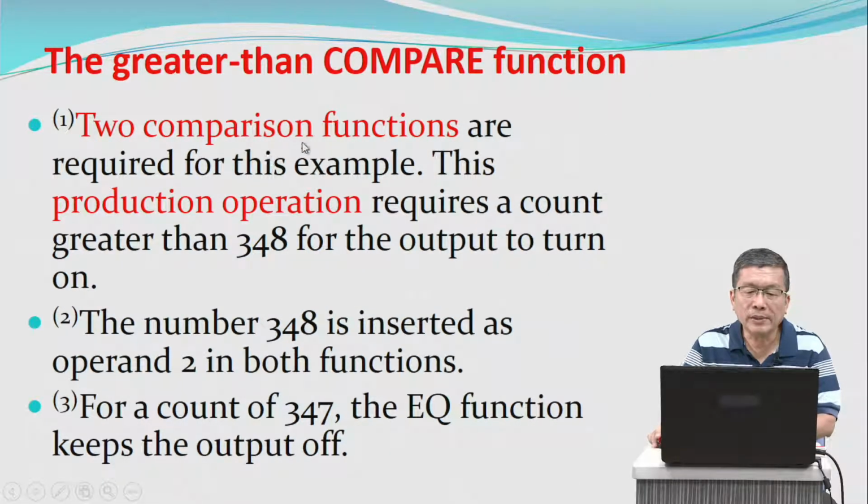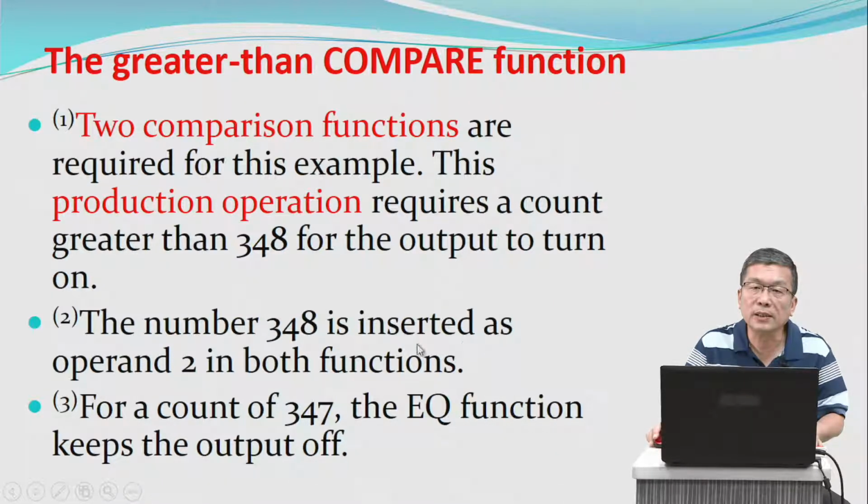Two comparison functions are required for this example. The production operation requires a count greater than 348 for the output to turn on. The number 348 is inserted as operand 2 in both functions.